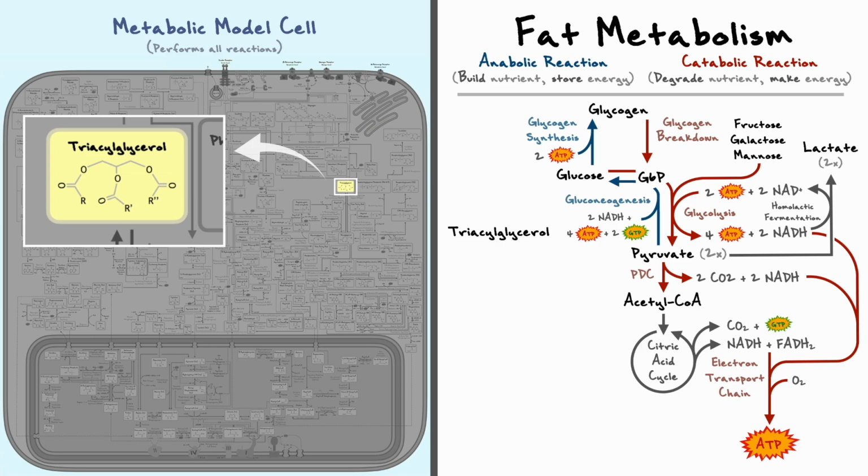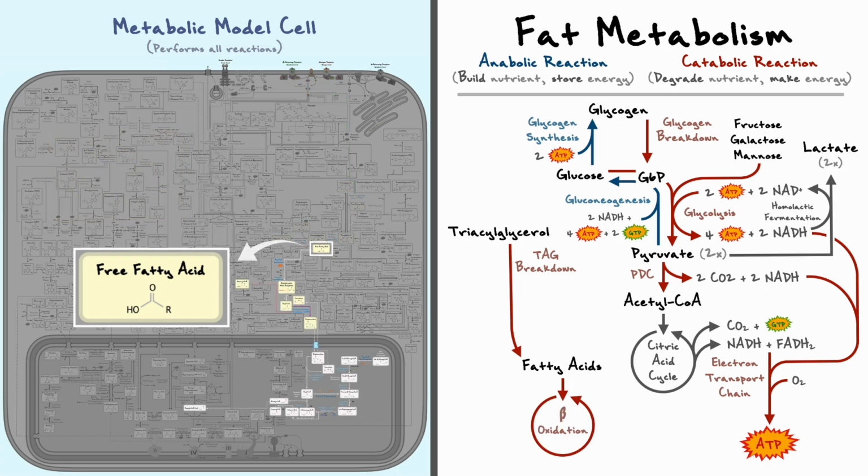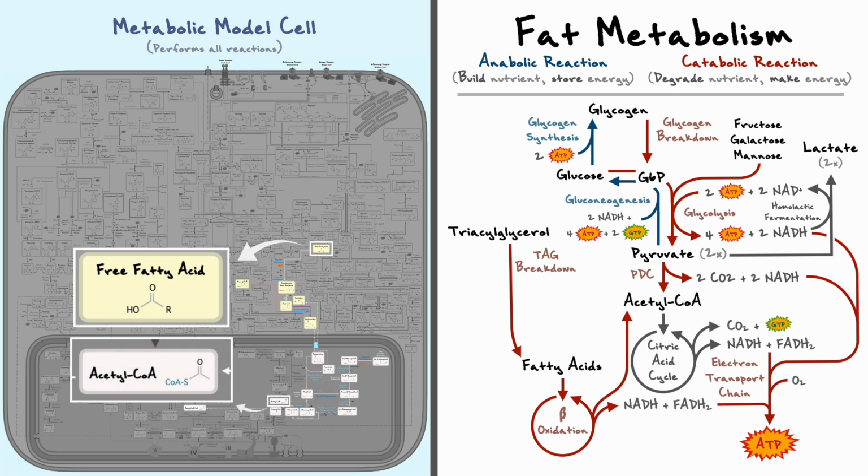Now, the energy of triacylglycerols is stored in the fatty acid chains. As such, the first reaction pathway to consider is how triacylglycerols are broken down into their fatty acid chains. These fatty acid chains can then be degraded in a process called beta-oxidation, which will produce acetyl-CoA, NADH, and FADH2. All these products can then be used by the citric acid cycle and the electron transport chain to make energy.